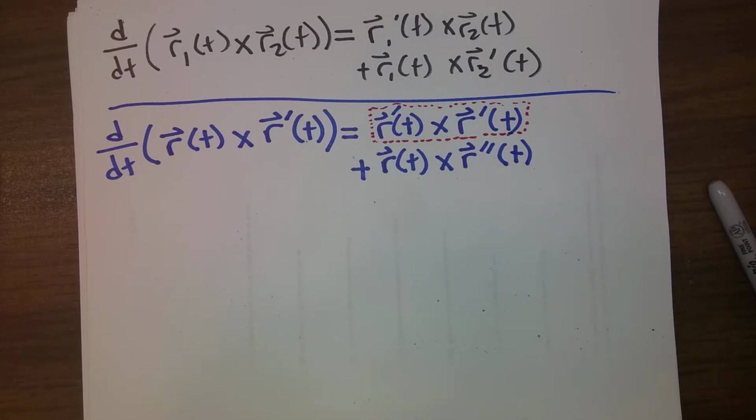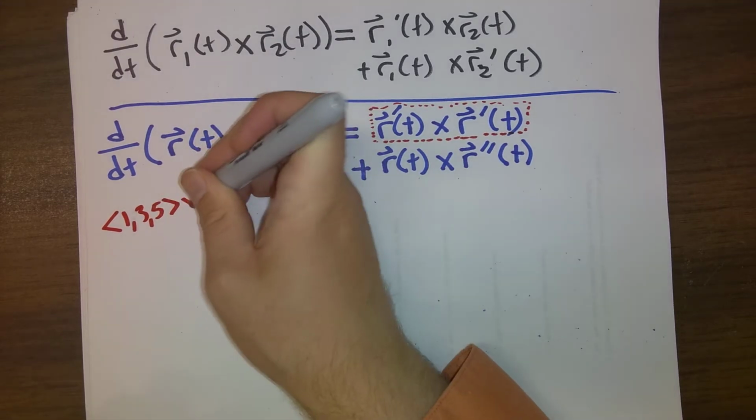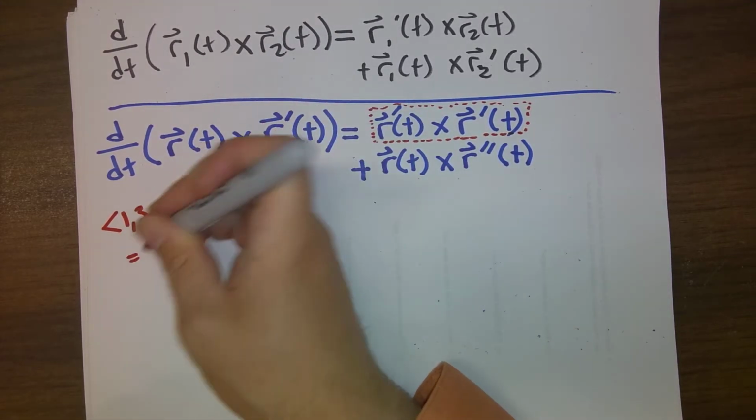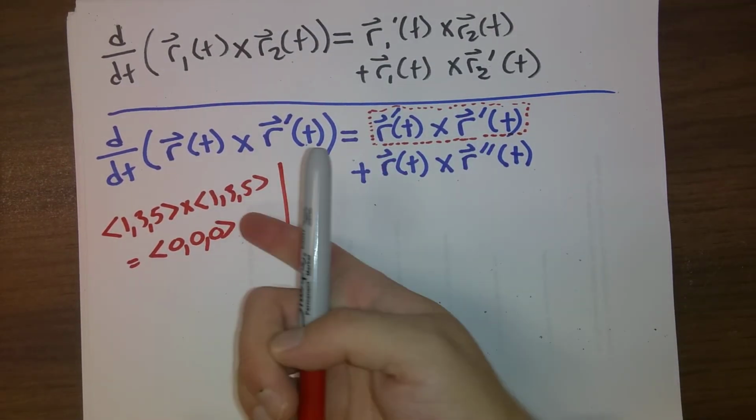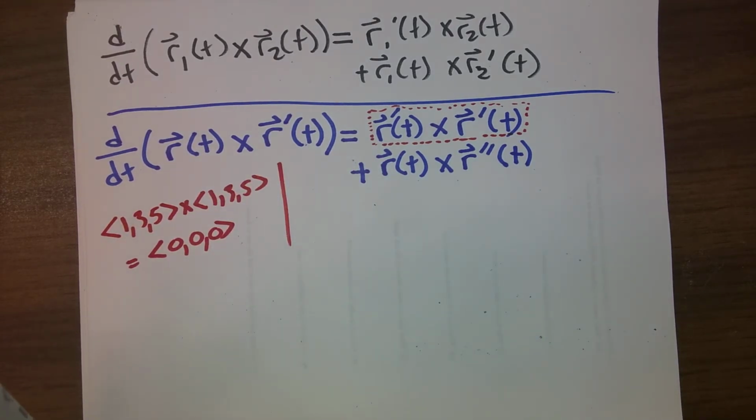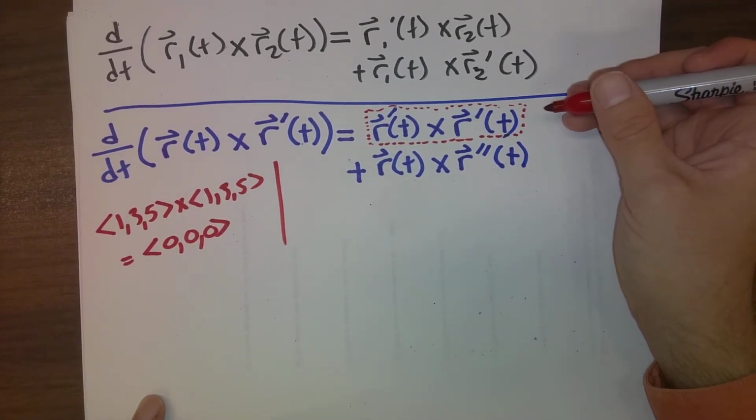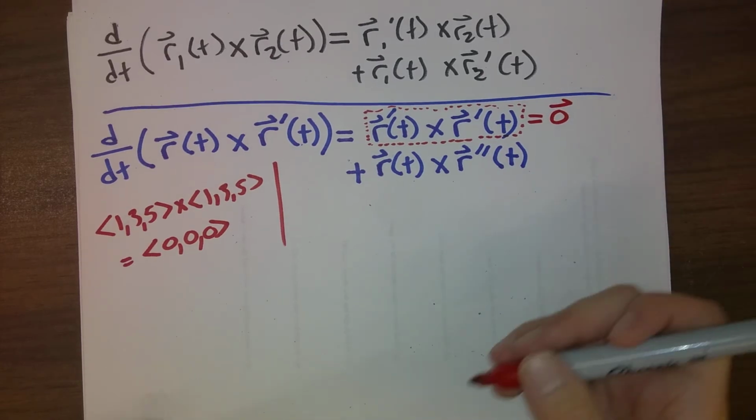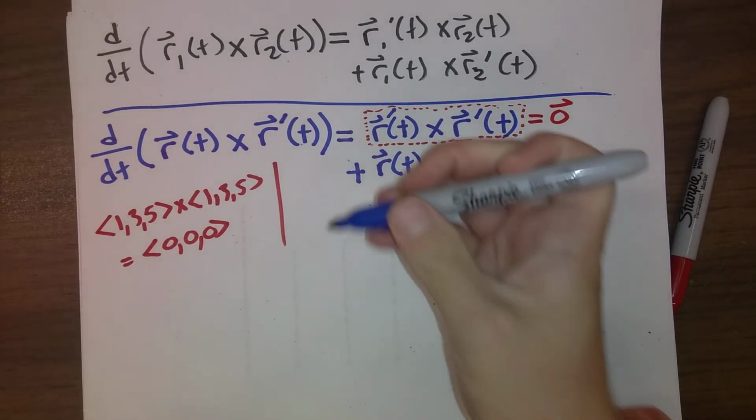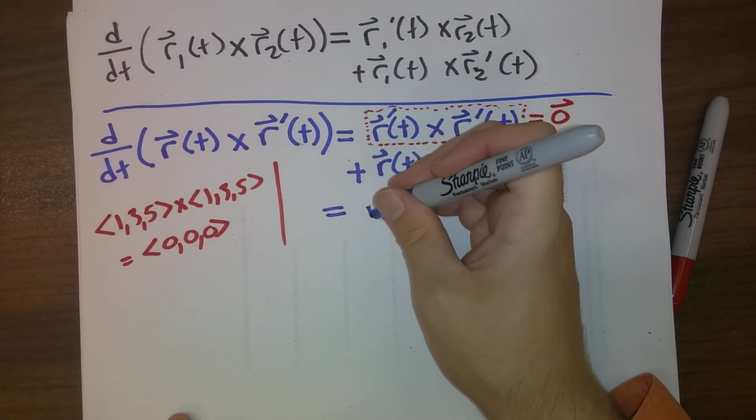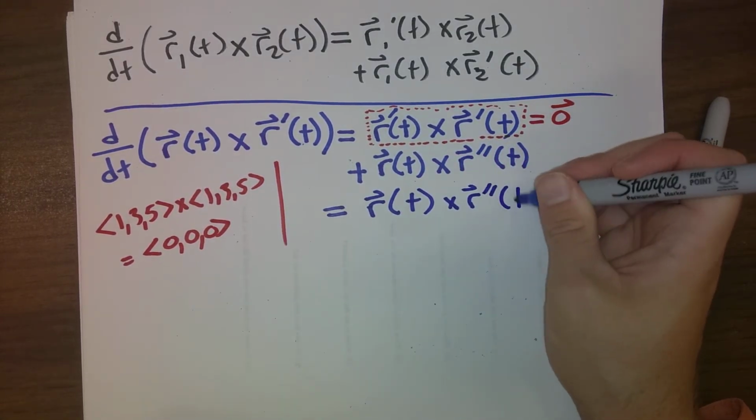So remember, this was in class, I think we did, let's see if I can remember the exact example. I think we may have done 1, 3, 5 crossed with 1, 3, 5 and got 0, 0, 0. Maybe that was the example we did. Well, it didn't matter what vector we use here. The cross product of a vector with itself is going to be the 0 vector. So this part in here, r prime of t crossed with r prime of t, we don't know what r prime of t is, but we know when you take the cross product of it with itself, we get the 0 vector. And so the right-hand side simplifies down to 0 plus r crossed with r double prime. And so that's just r crossed with r double prime.